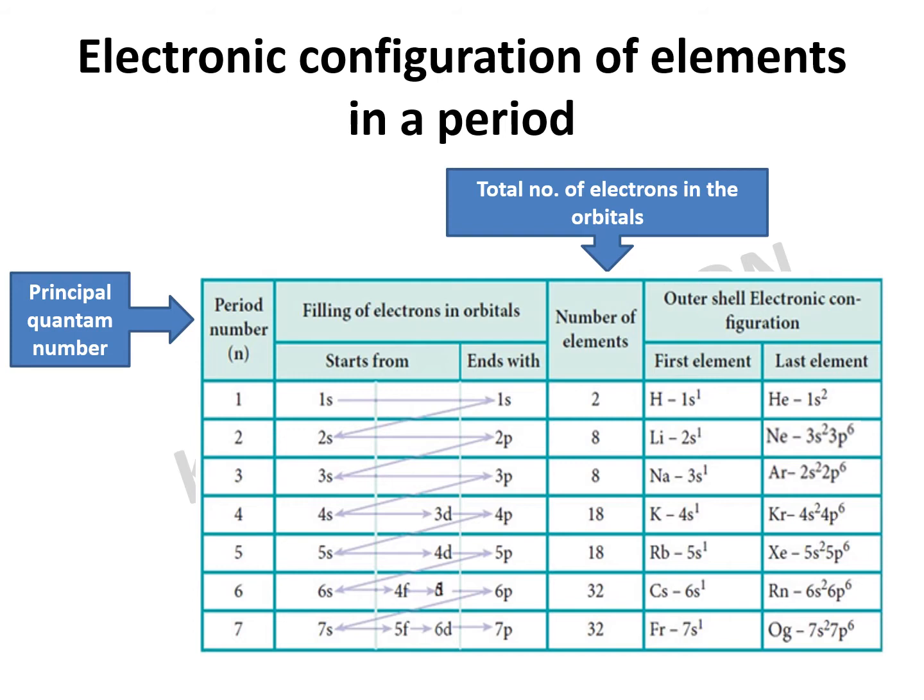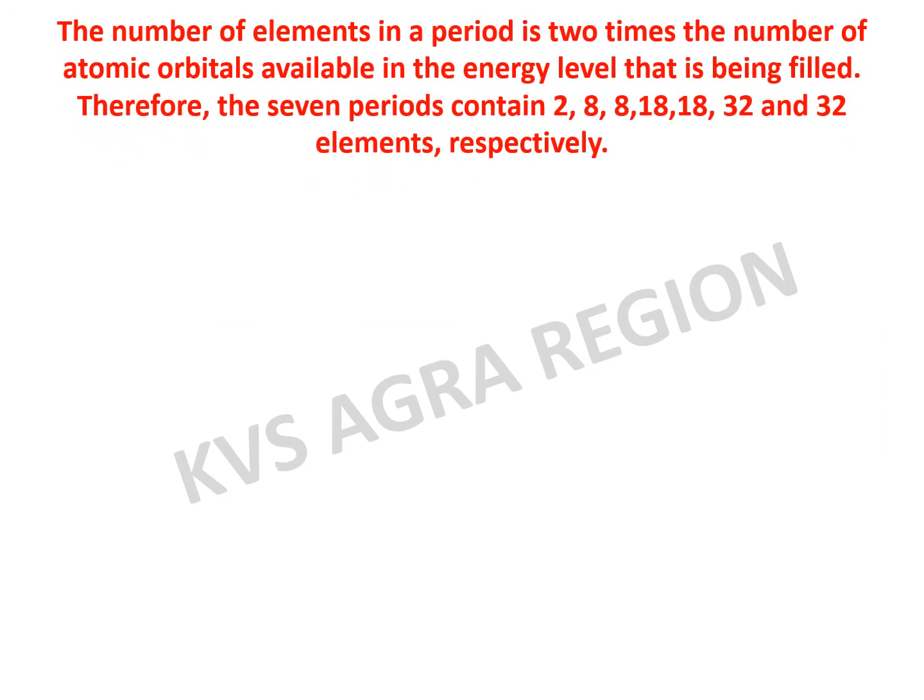Similarly, in the seventh period, electrons enter s, p, d and f orbitals. So a total of 32 elements are present. The first element is francium and the last element is oganesson. The number of elements in a period is 2 times the number of atomic orbitals available in the energy level that is being filled. Therefore, the 7 periods contain 2, 8, 8, 18, 18, 32, 32 elements respectively. These are also known as magic numbers.